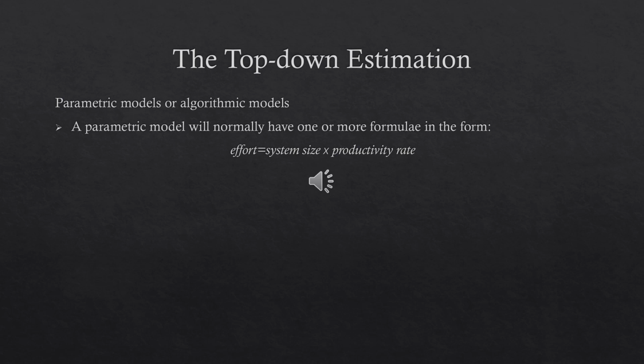So we can use the algorithm to calculate the effort. Such a model can be known as an algorithmic model. So the top-down approach is normally associated with algorithmic models, or with parameters, so it is known as a parametric model. Okay.